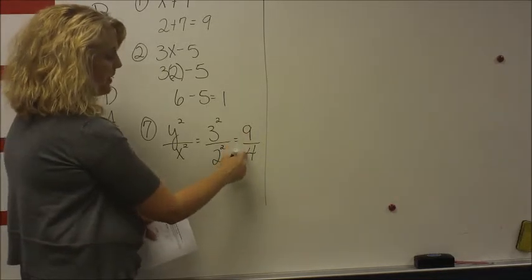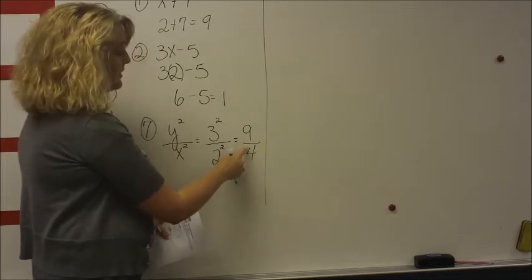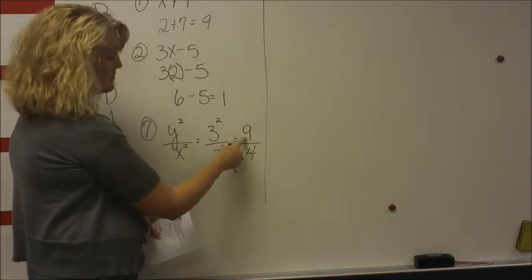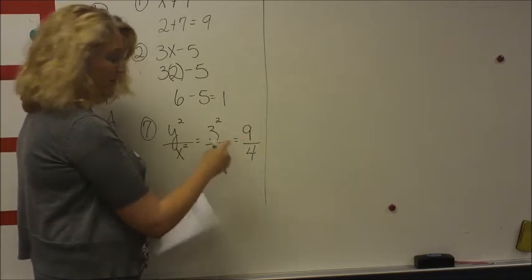Now you can leave it improper. As we get more and more into algebra, we work with improper fractions a lot. But you do need to make sure it's simplified. You need to make sure that you can't reduce it. 9 over 4 won't reduce. You can leave it. Okay?